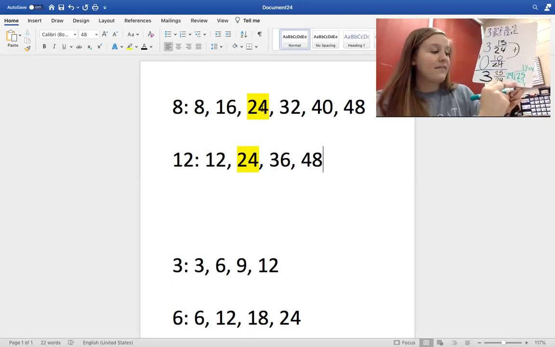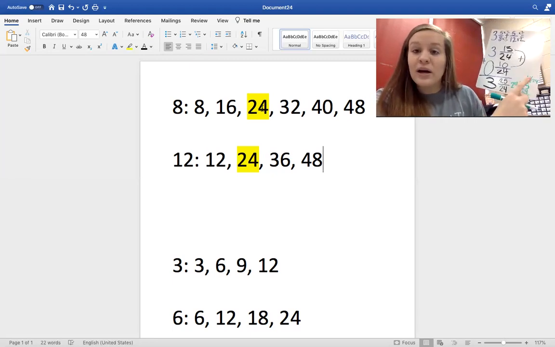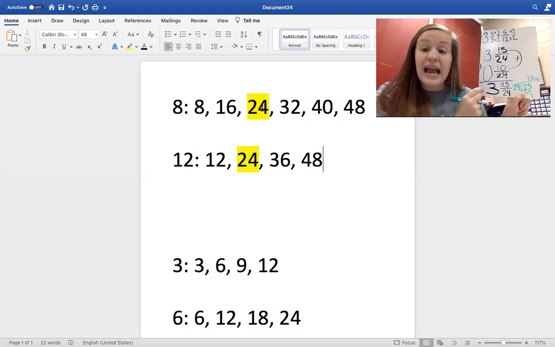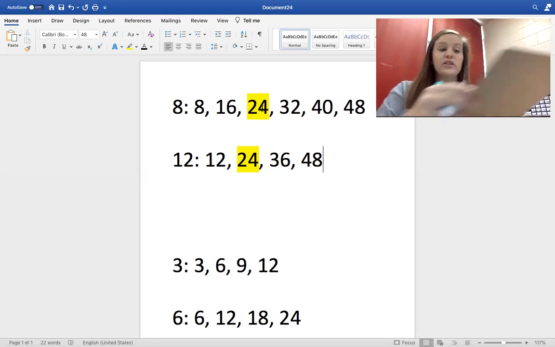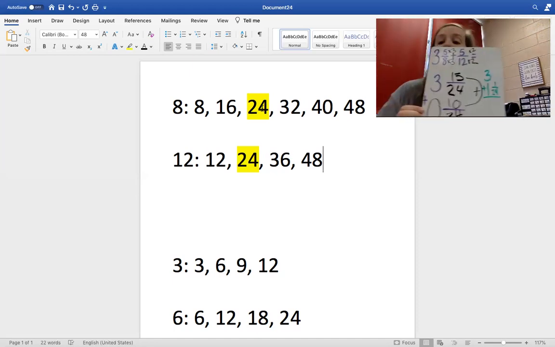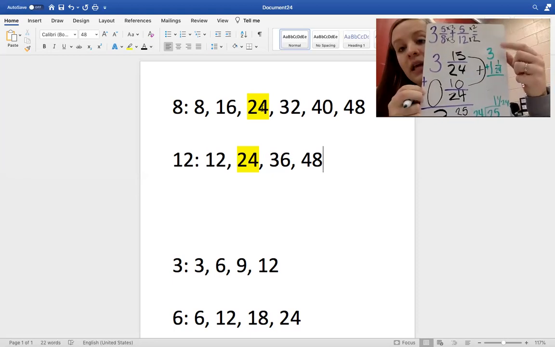So 25 over 24 is the same as 1 and 1/24. But we still have this 3. So now we have to put together 3 and 1 and 1/24. So basically, you have another addition problem that you've made for yourself. This one's a little bit easier though, because 3 does not have a fraction.